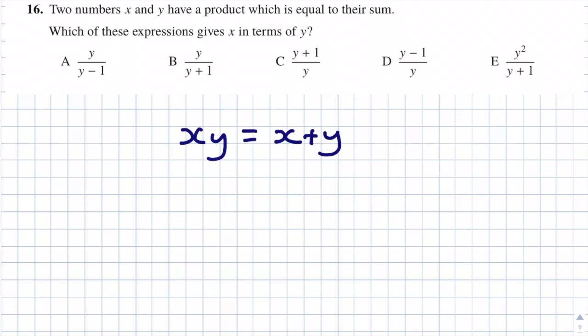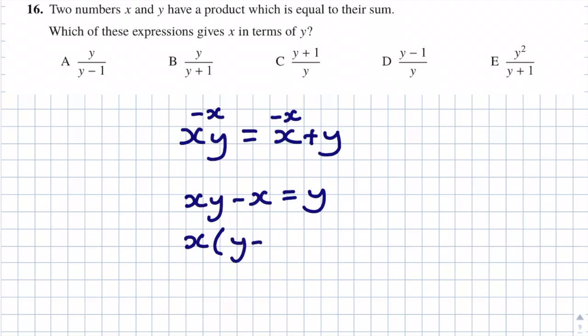Well, what we can do is subtract this x from both sides. So we get xy minus x equals y. Now we want x as our subject, so we can factorise x from the left hand side. So we get x all multiplied by y minus 1, and that's equal to y. And now we just need to divide both sides by y minus 1. So we get x equals y over y minus 1. So we've got x as our subject, and the equation is all in terms of y. And we've got an answer of y over y minus 1, which is answer A.